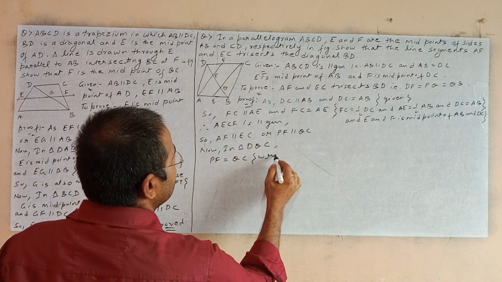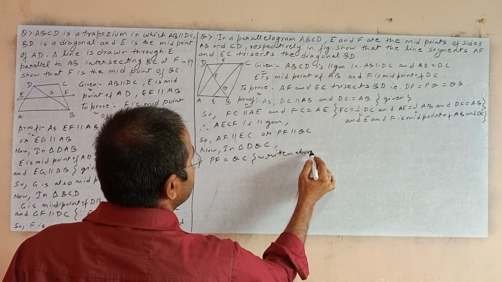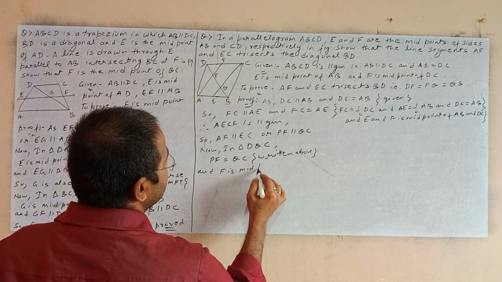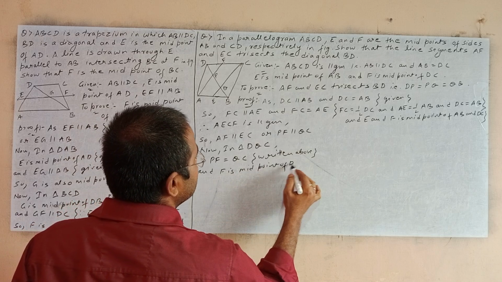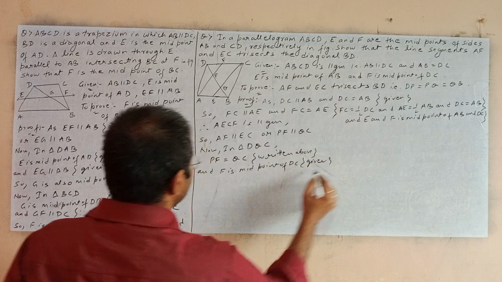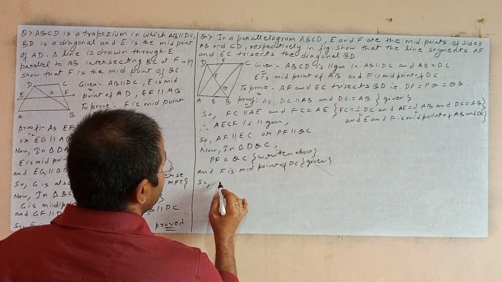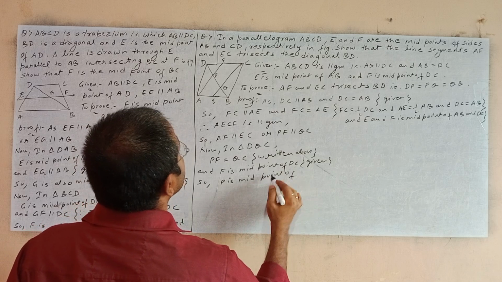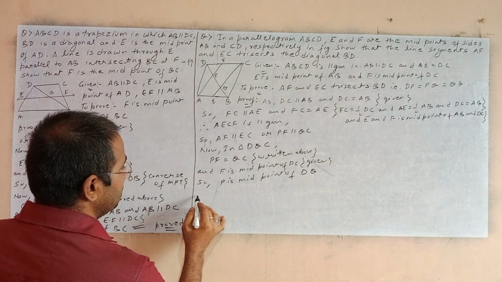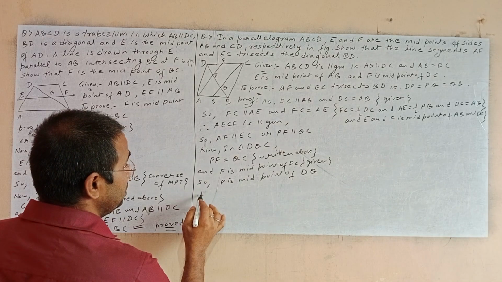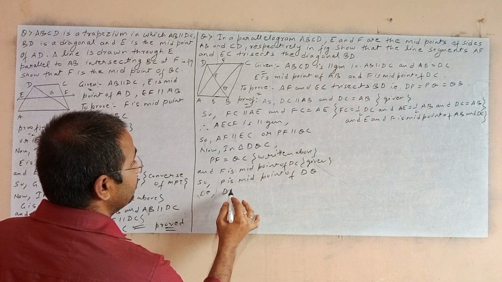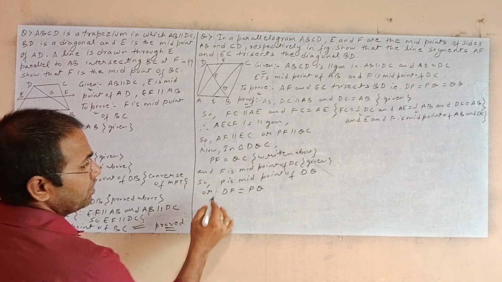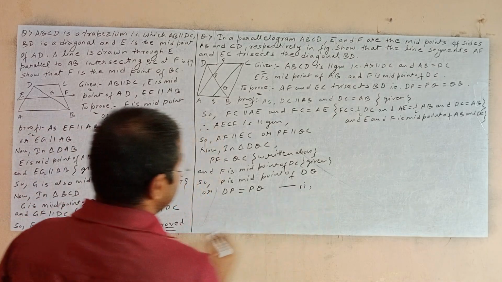Write the reason written above, and F is the midpoint of DC. It is given. So you can write P is the midpoint of DQ, that is, you can write DP is equal to PQ. Take it as the first equation.